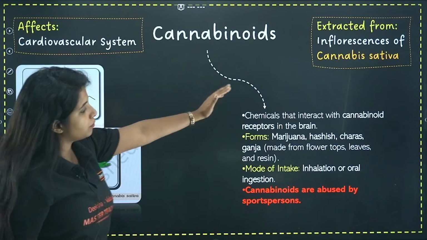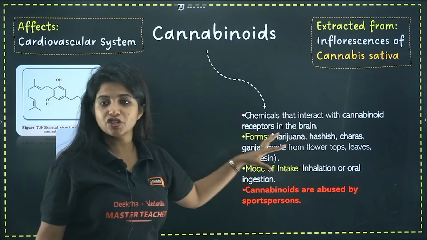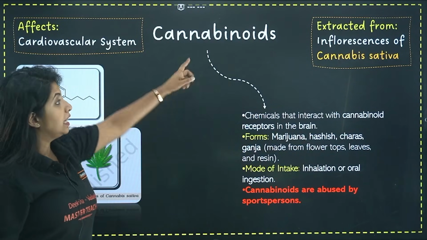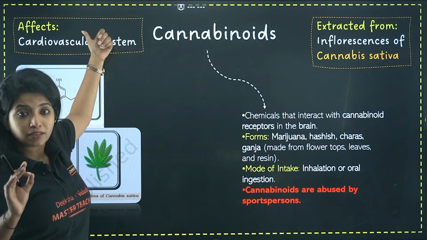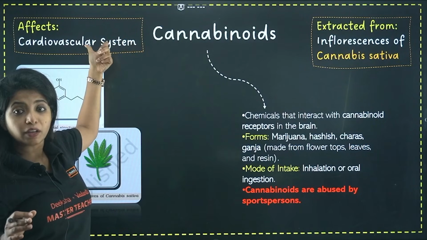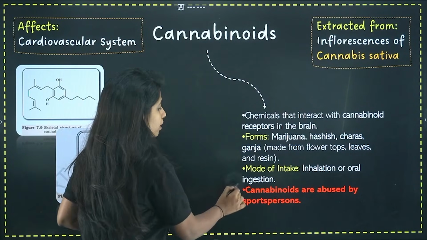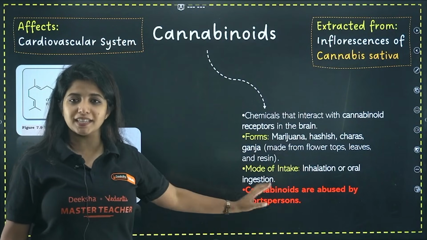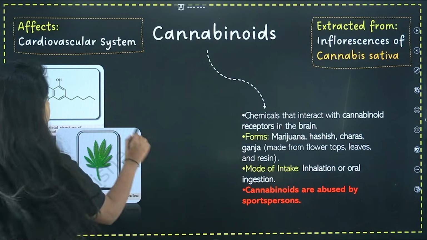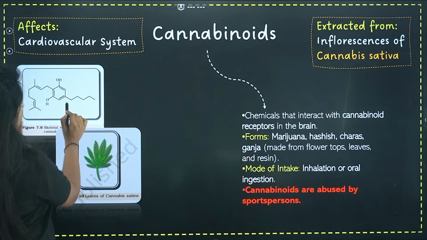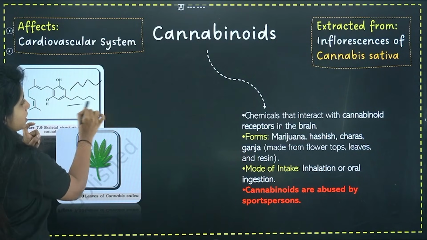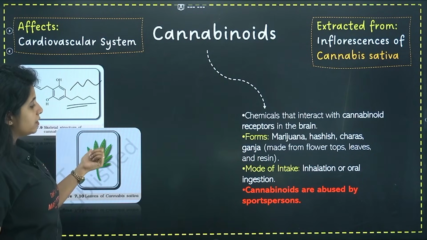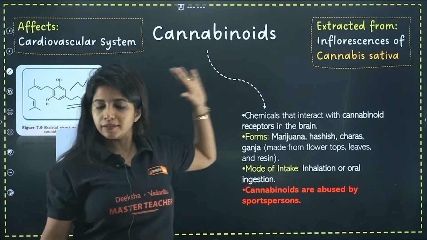Now cannabinoids, same thing. You have been given so many options. Marijuana, hashish, charas, all come under this only. It affects our cardiovascular system, the only one which affects the cardiovascular system. And please remember, if you are asked what is a drug that is abused by sports people, it is cannabinoids. It is given in the NCERT. If you see this type of thing, please understand you're talking about a cannabinoid. This is a picture of Cannabis sativa.